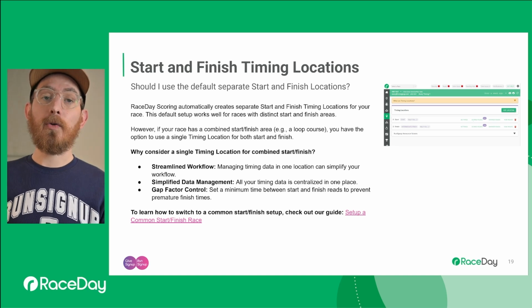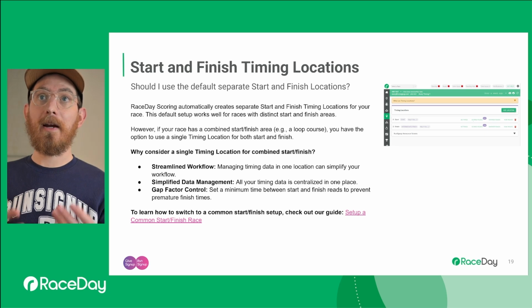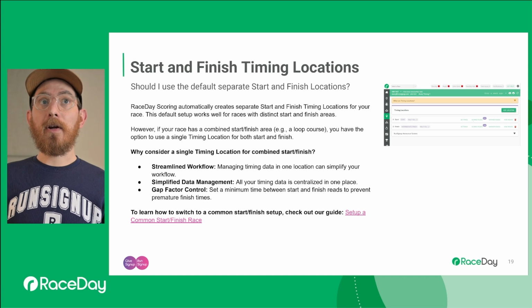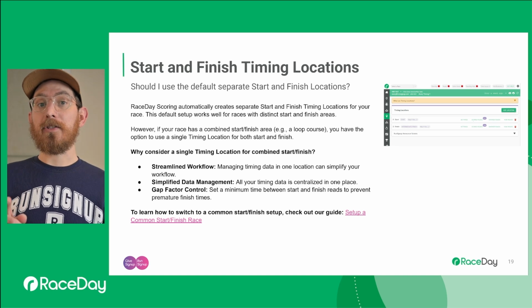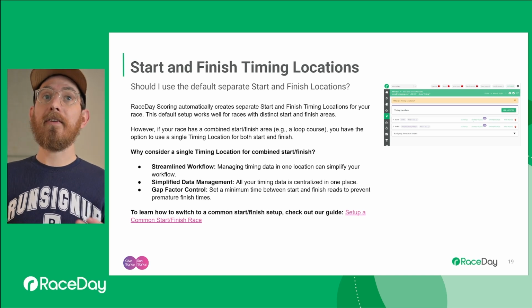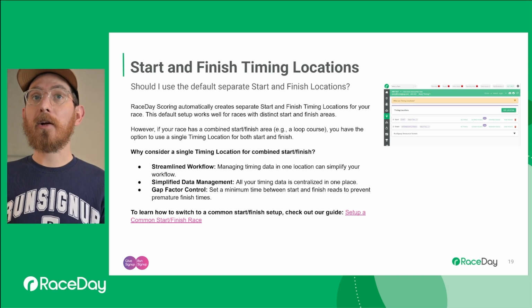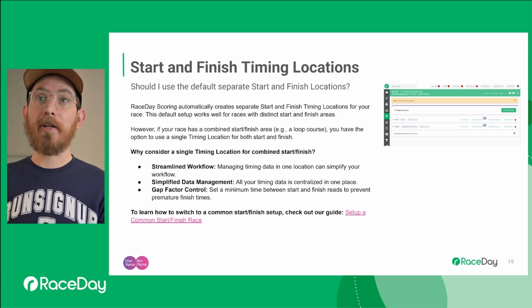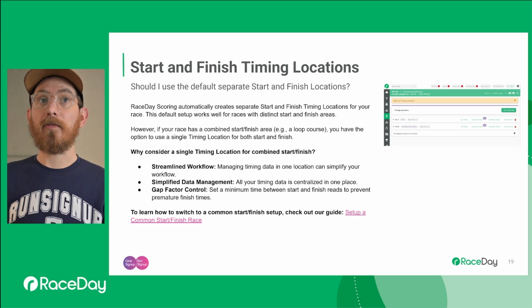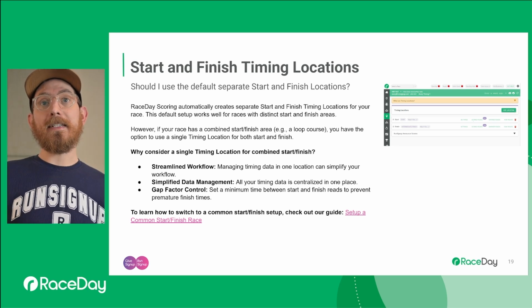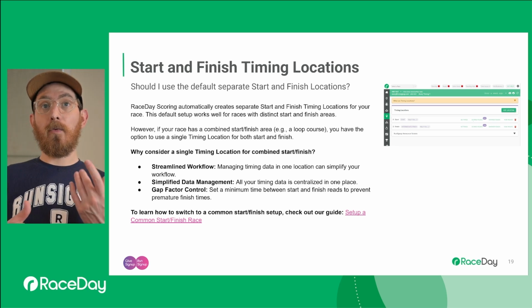So let's say you're doing a common start finish location where people are starting and finishing in the same area over the same readers, like a loop course. I would recommend that you use a single timing location to collect both start and finish times. Top reason, a more streamlined workflow. Managing timing data in one location can simplify your workflow. And then it's simplified data management. All your timing data is in one place.